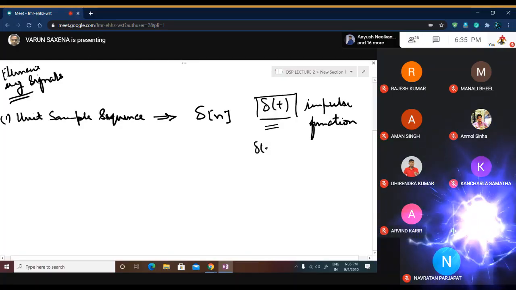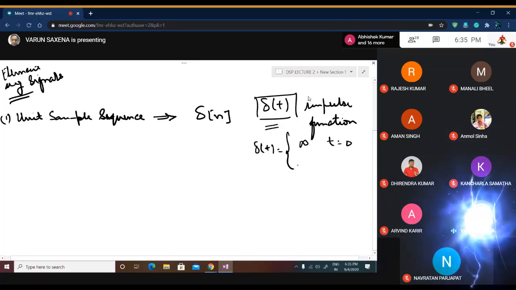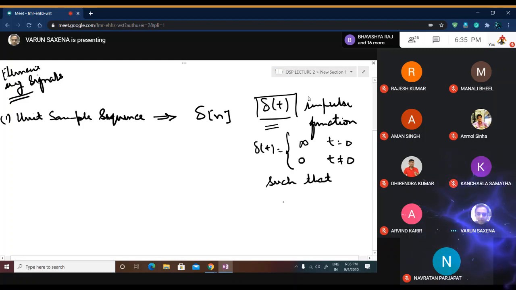At t equal to 0 and amplitude 0 at t not equal to 0, such that the area under the curve, delta t dt, is 1. This is the definition of an impulse function, delta t.